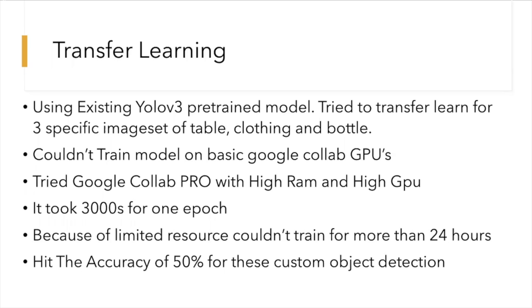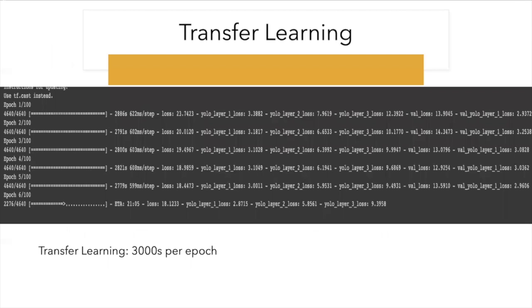At the max 24 hours, I was able to hit mAP accuracy of 50%. This is a snapshot of how my model was trained eventually. So you can see 3000 seconds approximately was taking.